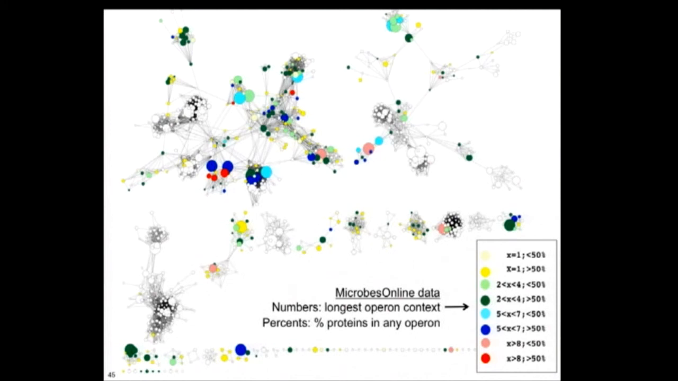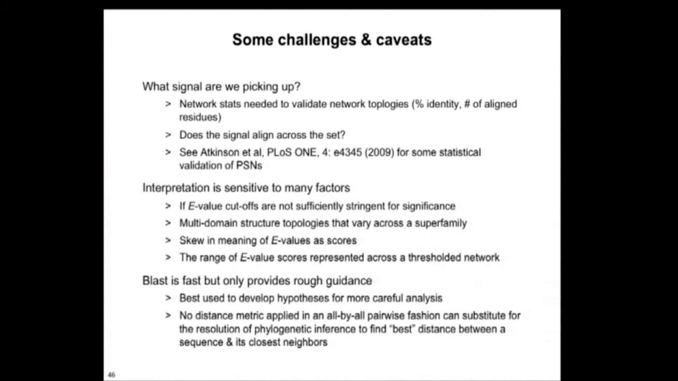Do we have a signal that there's a genomic context so we can start using that? Of course, we want to include and add these other kinds of data into the networks. We've been doing that on a sort of one-off level, but now we're trying to automate the process. A few challenges. We have to know what signal we're picking up. How big is the alignment that we're actually picking up with BLAST? That's something that we're developing the tools to do in an automated way.